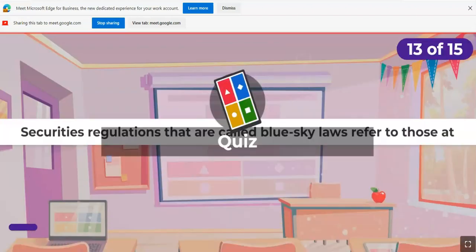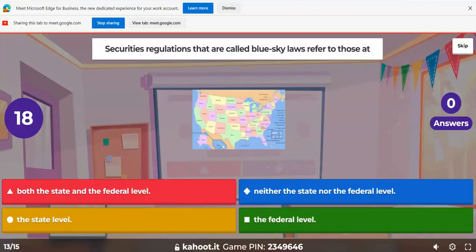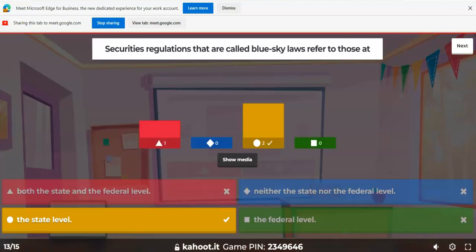Next question. Securities regulations that are called blue sky laws refer to those at A, both the state and federal level, B, the state level, or D, the federal level. Excellent. Yes, it's the state level. State securities laws are known as blue sky laws. All states have their own securities laws, so they call them blue sky laws.